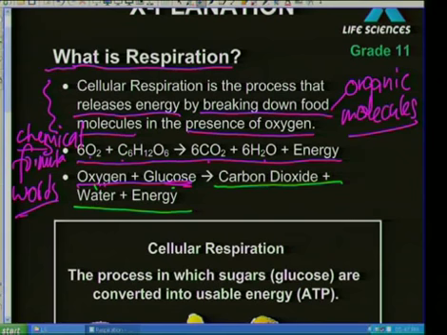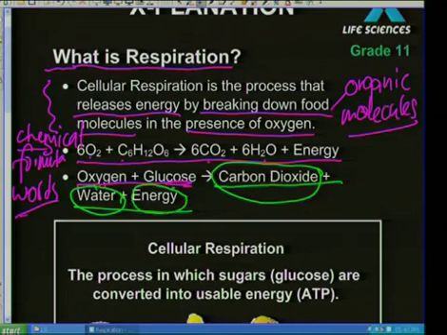The carbon dioxide and the water are actually byproducts. They have to be released from the body somehow. We'll talk about that a little later. The main purpose of respiration is to release the energy. This energy, by the way, is released in a form of ATP, and that is how cells get spending in terms of energy. ATP is a unit of energy for a cell.